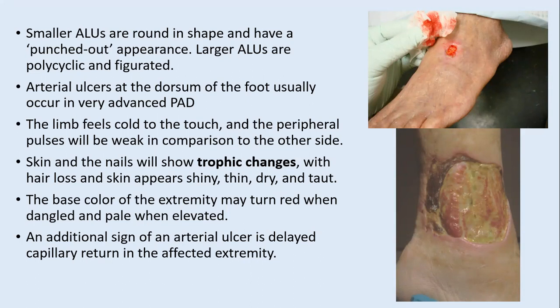Skin and nail show trophic changes, which include the hair loss and nail dystrophy, and the skin appears thin, dry, and taut. The base color of extremity may turn red when dangled or dependent and pale when elevated. Additional sign of leg ulcer is delayed capillary return in affected extremities.